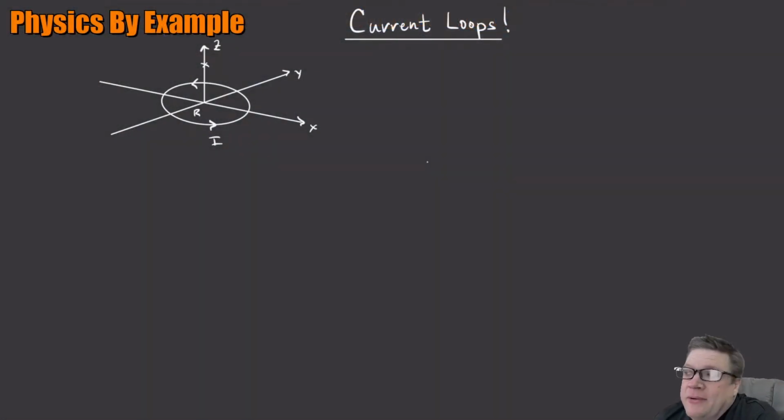In finding the magnetic field from currents, one of the most useful examples that we'll do is finding the magnetic field from a loop of current, because it turns out that's really, really common. So let's do that real quick.